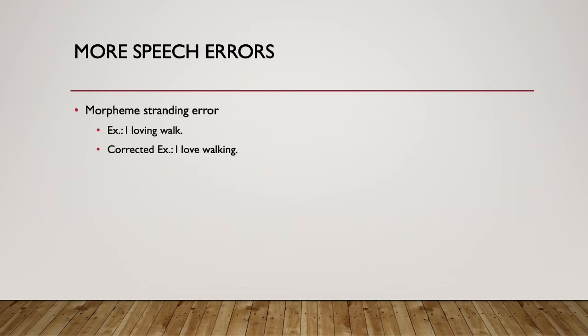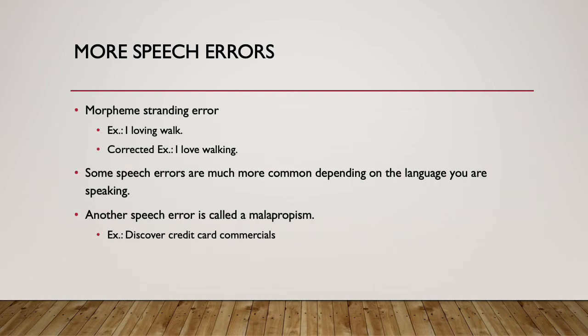More speech errors include the morpheme stranding error. Simply put, a morpheme stranding error occurs when suffixes like ish and ing are in the right place but attached to the wrong word. An example is I loving walk, which should be I love walking. I loving walk is a phrase. It's not necessarily correct grammar, but I put the ing at the end of the wrong word. So it's in the right place, the end of a word, but it's on the wrong word.